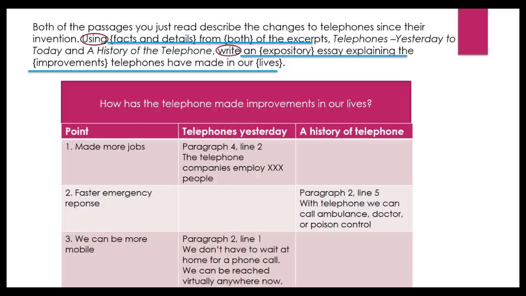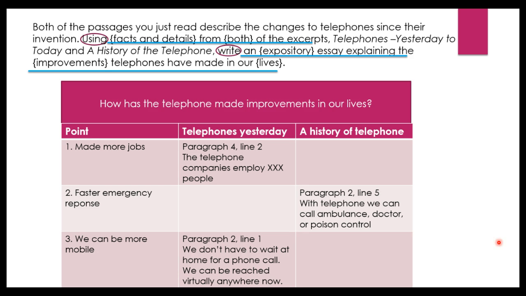So I brought the main question down from my prompt. The main question I want to answer here is, how has the telephone made improvement in our lives? I made 3 points. I chose 3 things from my reading to talk about. Number 1, made more jobs. Number 2, faster emergency response. Number 3, we can be more mobile.